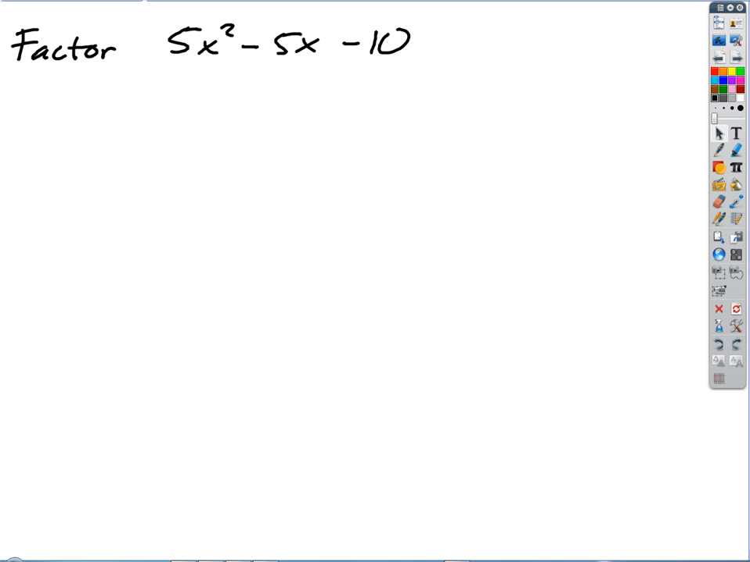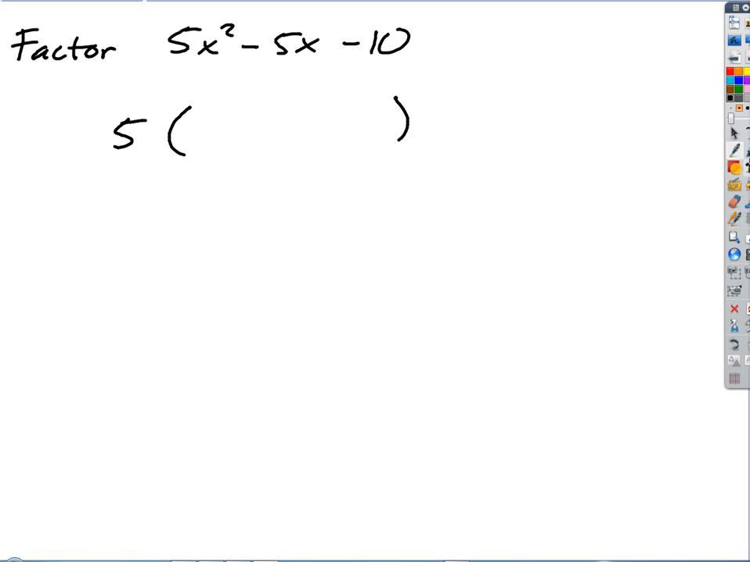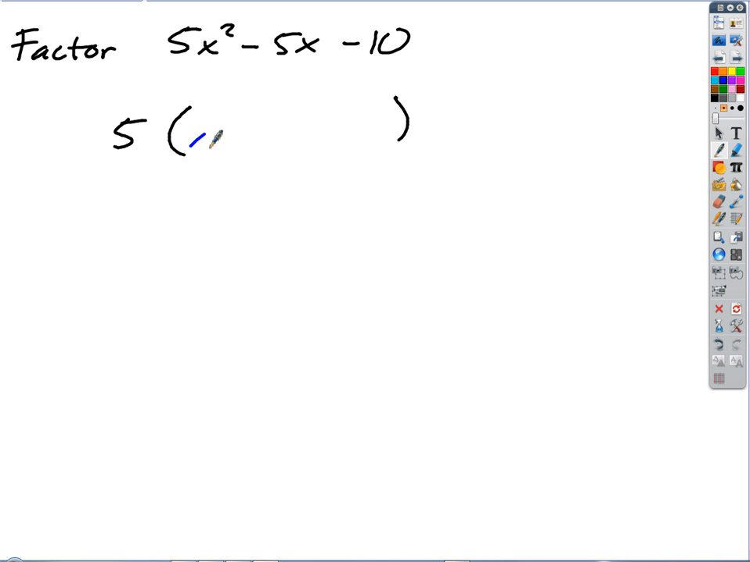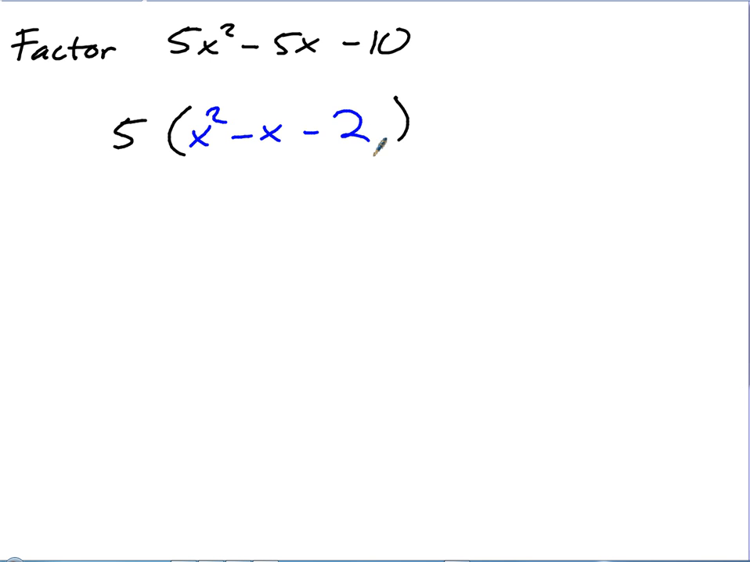Okay, we're going to factor out a 5. Exactly. We want to always try to do that. So if we factor out a 5, or undistribute a 5, what are we left with? x squared minus x minus 2. Okay, everybody see that? We're just dividing that 5 away from each term. And now it's an easy kind.